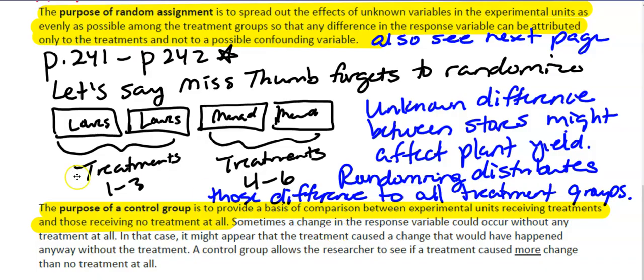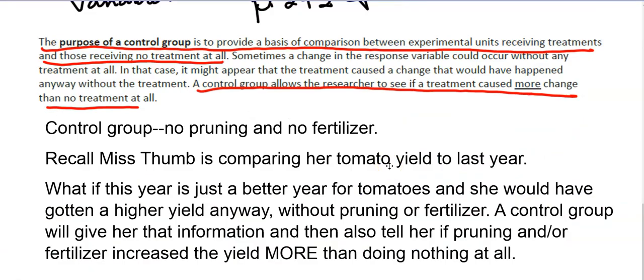So think about our tomato plant example. Recall Miss Thumb is comparing her tomato yield to last year's tomato yield. What if this year is just a better year for tomatoes and she would have gotten a higher yield anyway without pruning or fertilizer? A control group will give her that information and also tell her if pruning and/or fertilizer increase the yield more than doing nothing at all. So she needs a group that tells her what would happen to the tomatoes when she does nothing at all, so she sees if that might have also improved yield. Control groups are really important in this case.